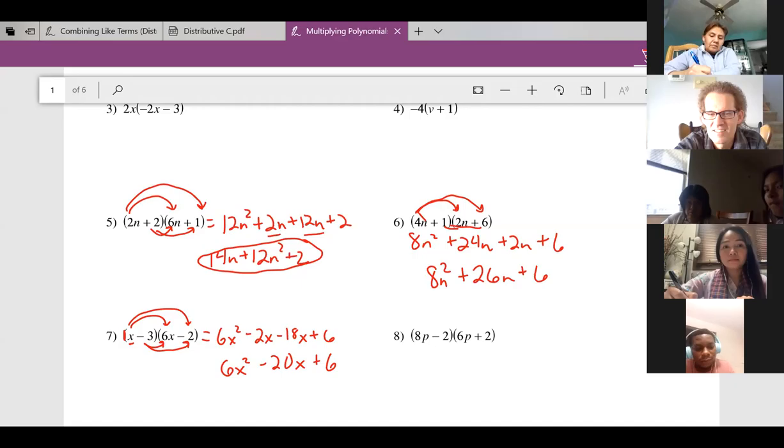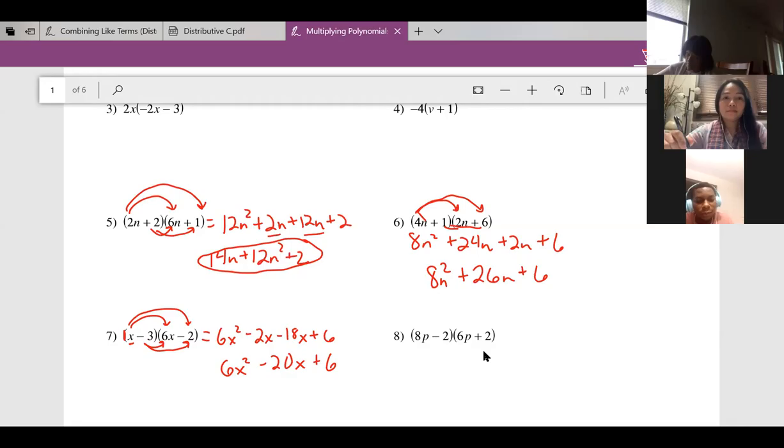All right, well, let's go on to number 8 then, all right? Okay. I'm gonna pull this over here. Okay, here's number 8. I'm gonna distribute that. That's going to become 6 times 8 is 48p squared. And then I have 8p, and I'm going to distribute that. And that's going to become 16p.